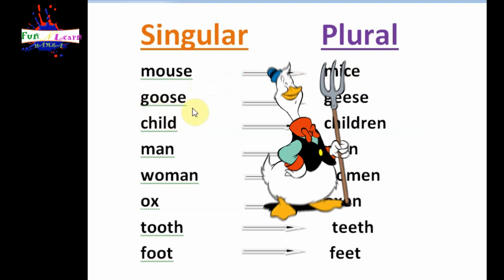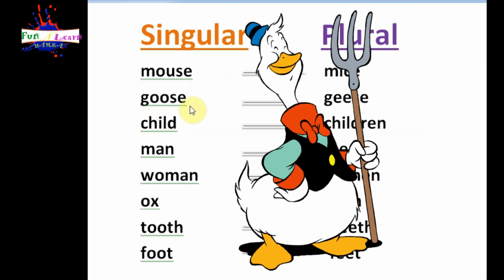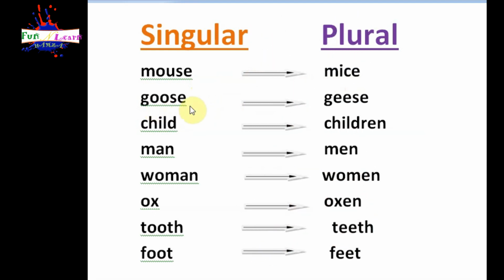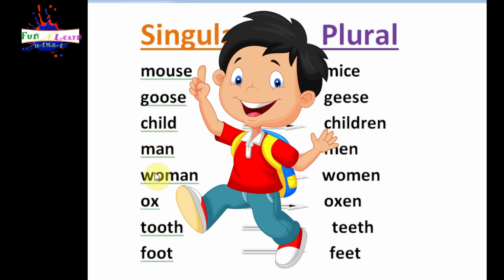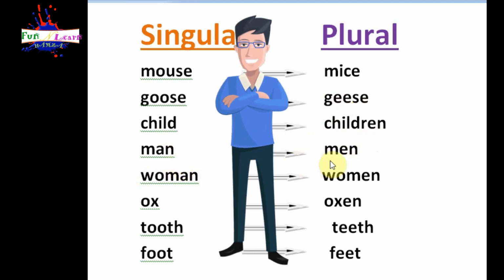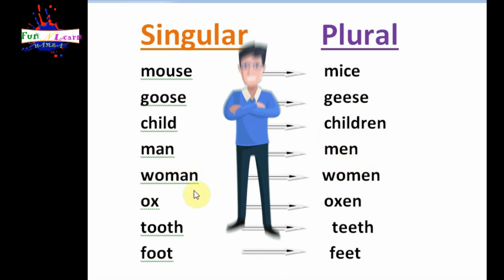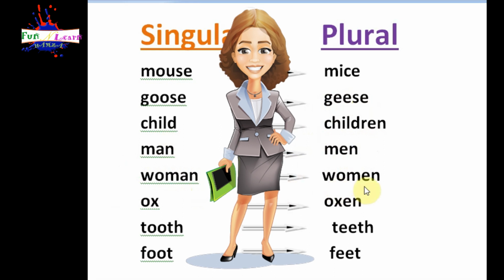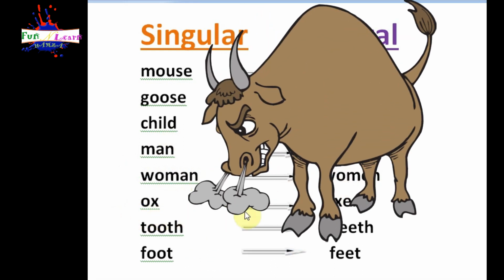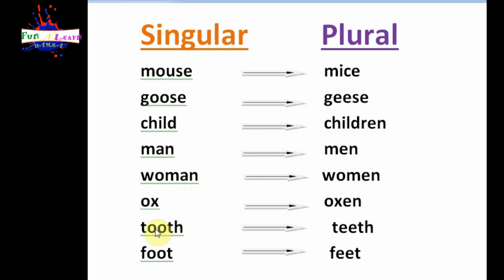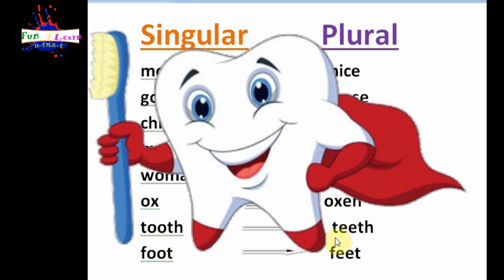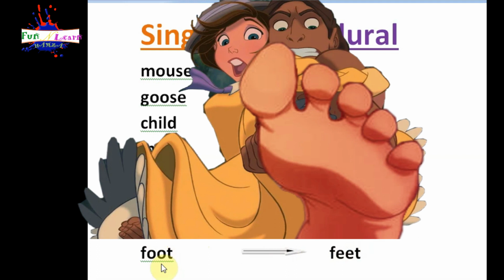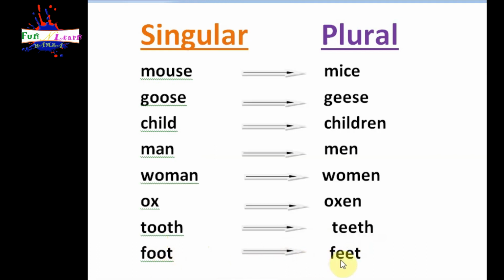Same goes for goose. Goose is a singular noun. It will not change anything, not add anything. The word will completely change when it becomes a plural. Geese. Same goes for child. Child becomes children. Man, singular. Men, plural. Woman, singular. Women, plural. Ox, singular. Oxen, plural. Tooth, singular. Teeth, plural. Foot, singular. Feet, plural.